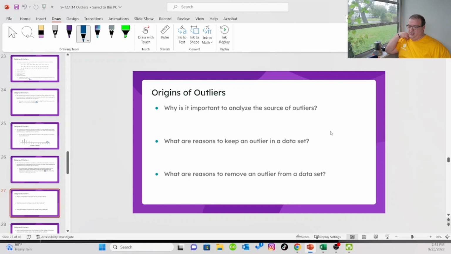What are reasons to keep an outlier in a data set? As long as that was collected correctly and calculated correctly, we will keep it in the data set because we want an accurate representation of what the data actually said.